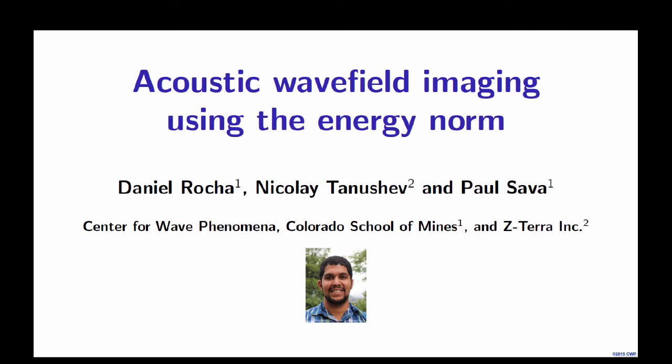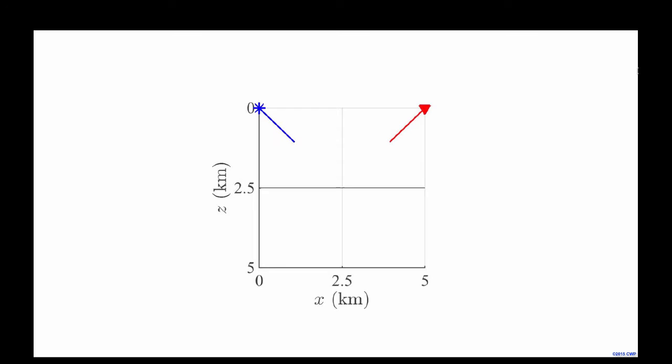Let me show you first how conventional imaging works. In this animation here, I'm showing a schematic plot of source and receiver wavefield. Source wavefield is represented in blue color, and receiver wavefield is represented in red color. And you can see that the source wavefield has the source location at the origin, and the receiver location is at x equals 5 kilometers on the surface. And if we extrapolate both of these wavefields, we can image a reflector at some depth, in this case 2.5 kilometers of depth.